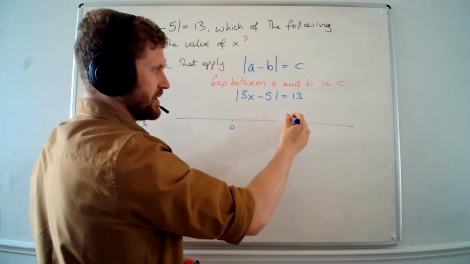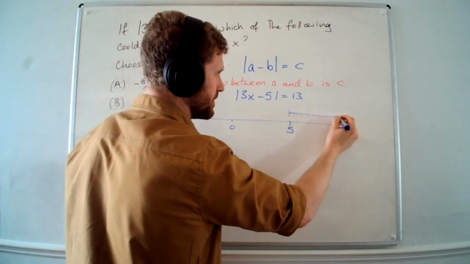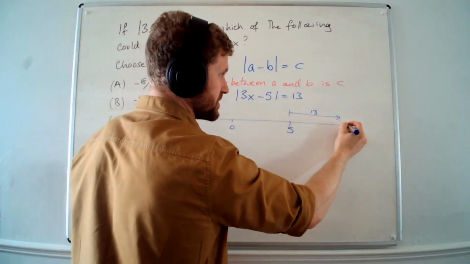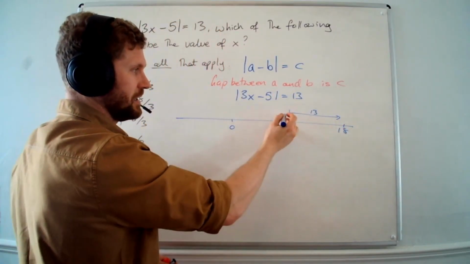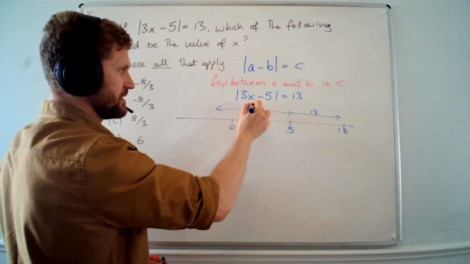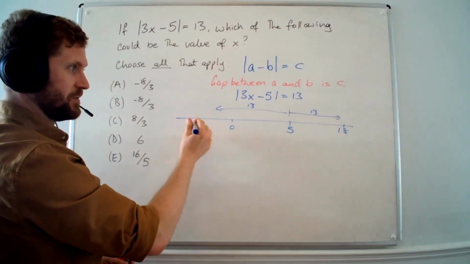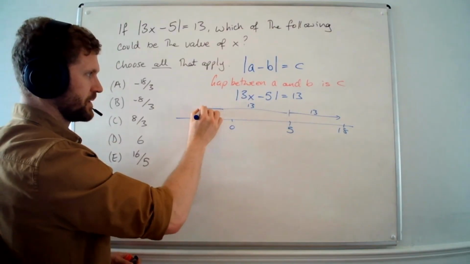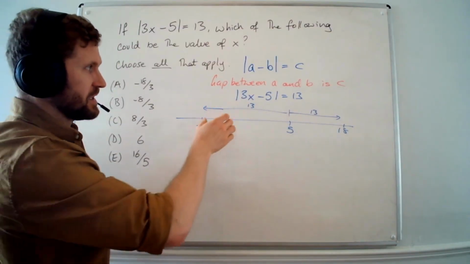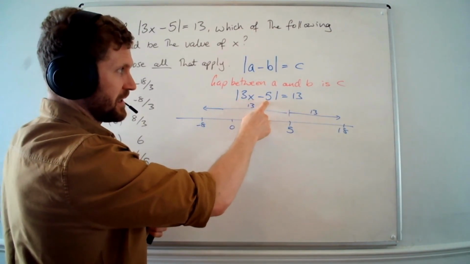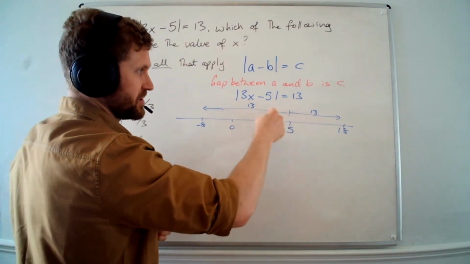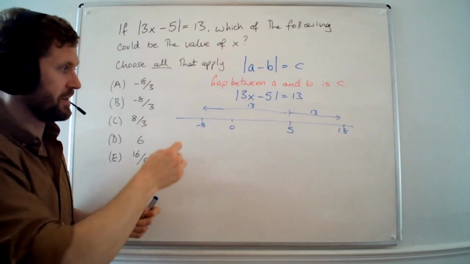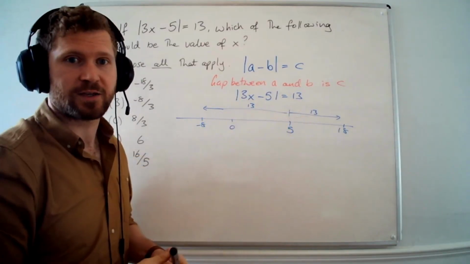And I want to make a jump of 13, that's the size of the gap, to the right, so that would take me to 18 there. And if I made a jump of 13 to the left, then that would take me down to -8, all the way down here. So the gap between 3x and 5 is equal to 13. The size of the gap is 13. I know where 5 is, and this tells me the two options that I could have for 3x.